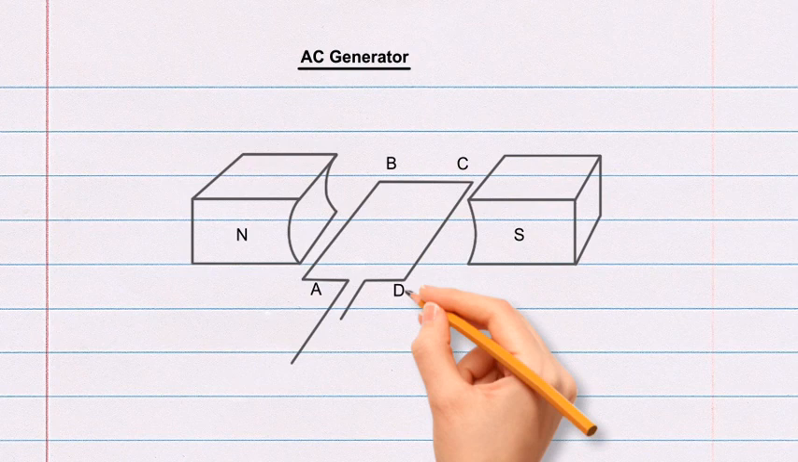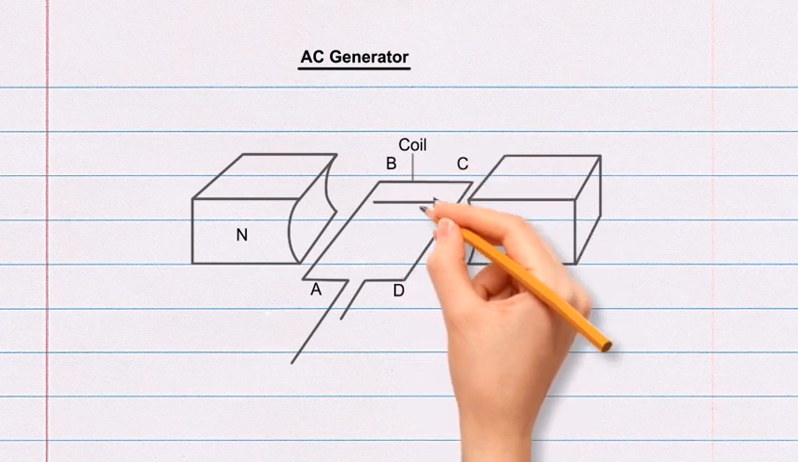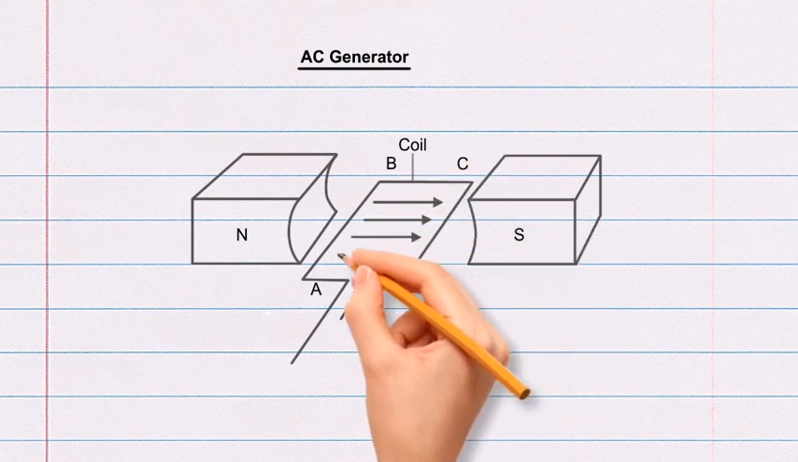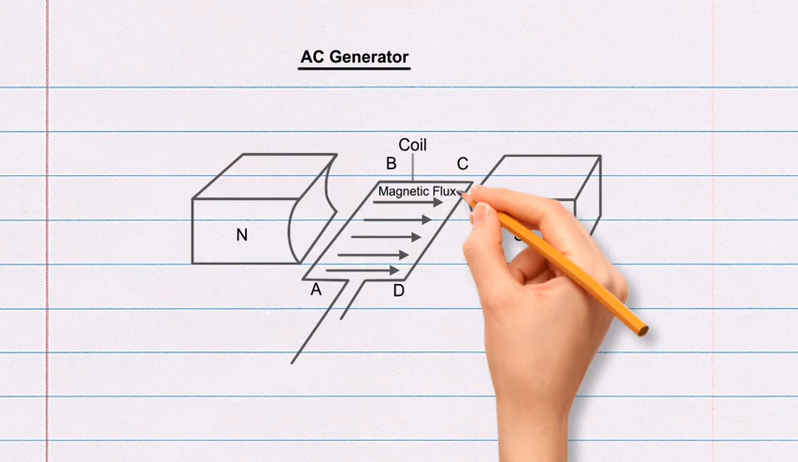AB represents the left-hand side of the parallelogram, where A comes towards the front face of the bar magnet N. Similarly, CD represents the right-hand side of the parallelogram, where D comes towards the front face of the bar magnet S. Label the parallelogram as coil. Inside the parallelogram ABCD, draw 5 horizontal arrows pointing rightwards and parallel to each other. Label these arrows as magnetic flux.